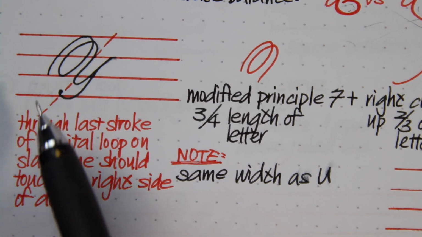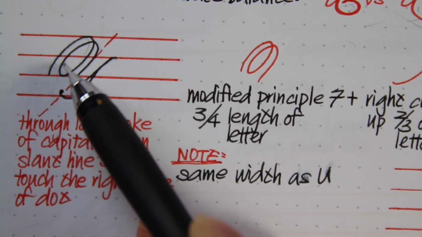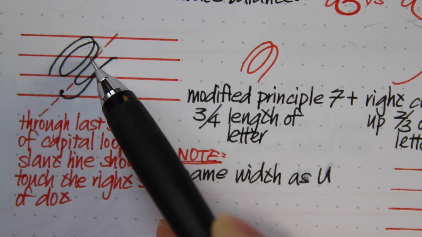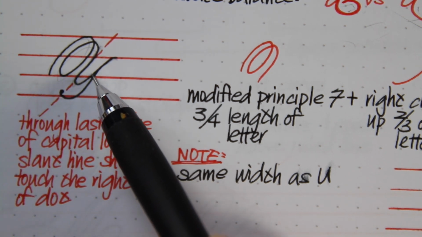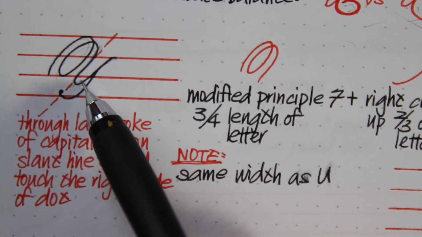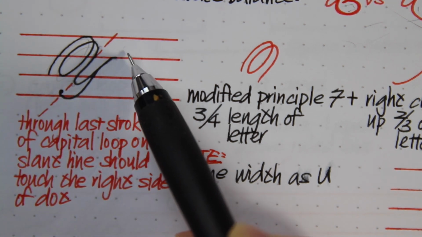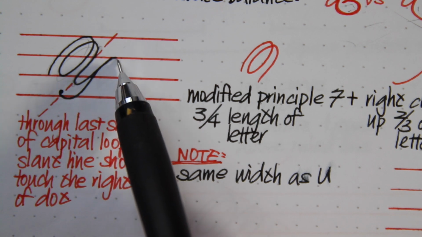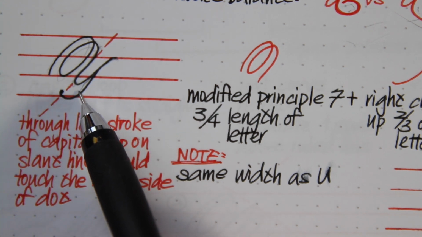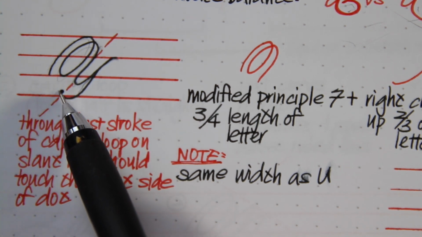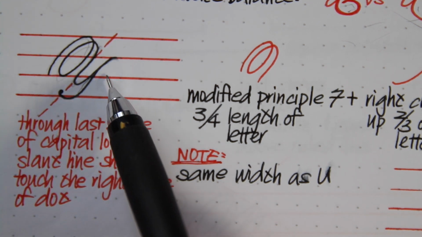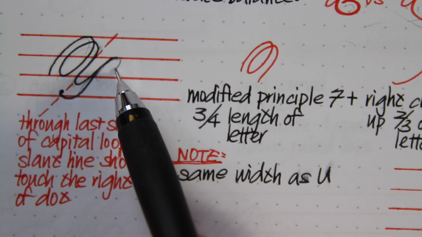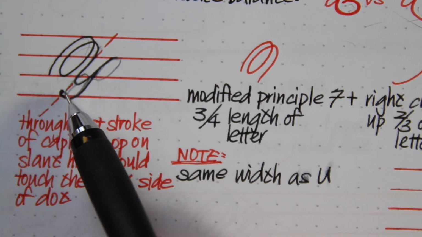The letter Y begins with a modified principle 7 that goes down 3/4 of the length of the letter. A right curve up 2/3 of the letter, the top of the second line, and we end with a capital stem, principle 8, to the baseline. So this is a compound curve. You should be able to identify your letter, the left curve, the right curve.